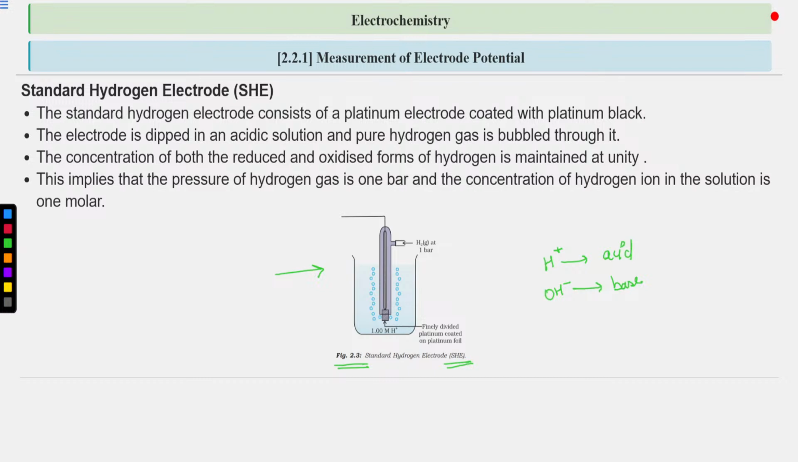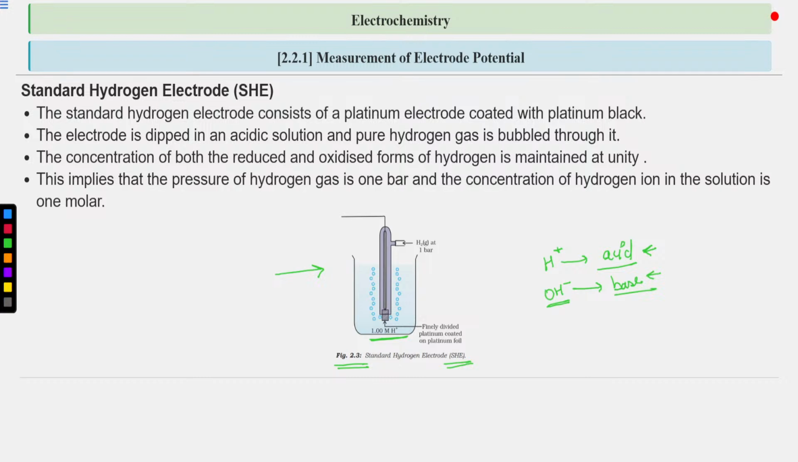Meanwhile, we have different definitions for defining acids and bases, but for the basic idea, if we are talking about H positive, that means an acid, and if we are talking about OH negative hydroxyl ion, that means a base. Now here the electrode is dipped in the acidic solution, so it has H positive ions inside it. It is also given that 1 molar of H positive ions is present in this solution.